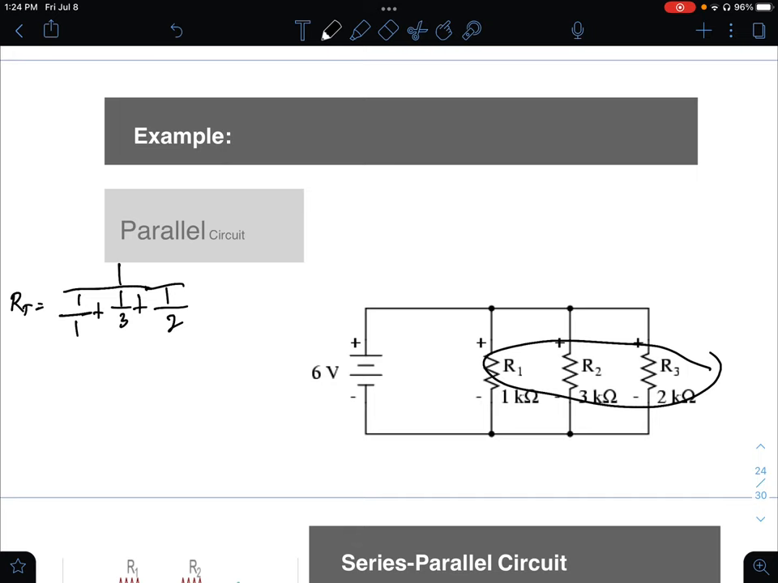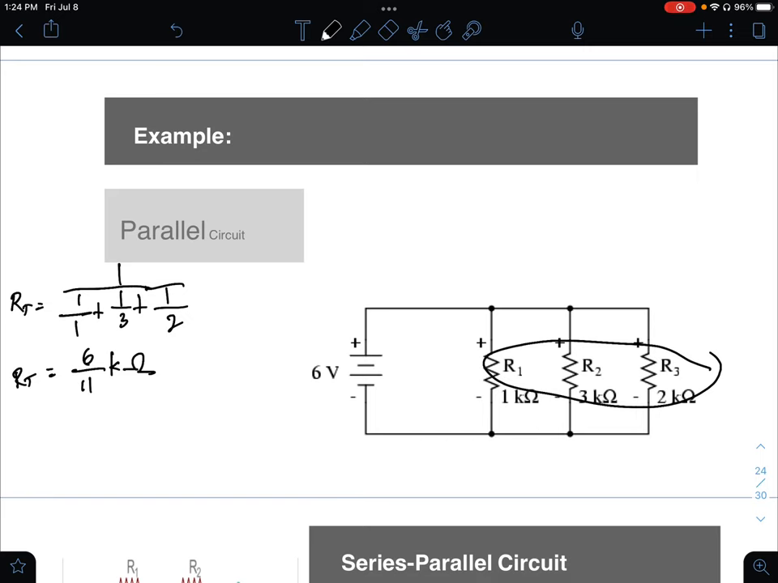So if you use the calculator to get the resistance, that is 1 over 1 plus 1/3 plus 1/2. It will have a total of 6 over 11. Sorry, these are kilo ohms, so it is the resistance.